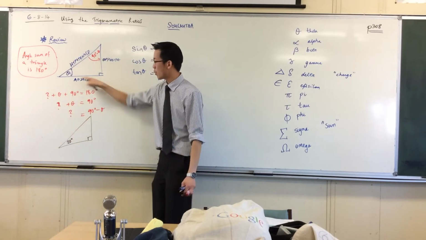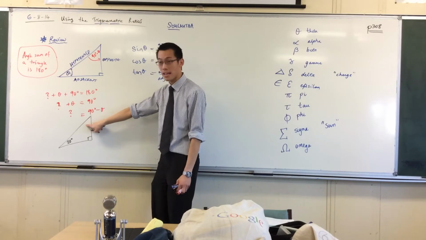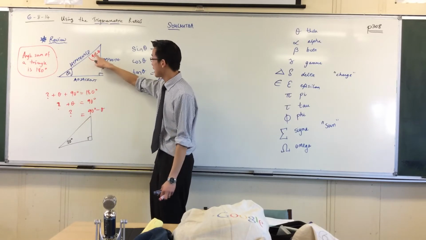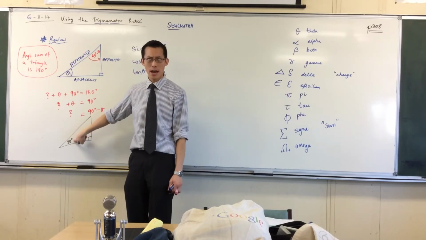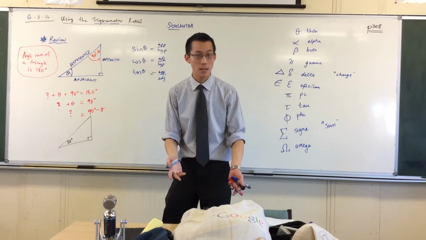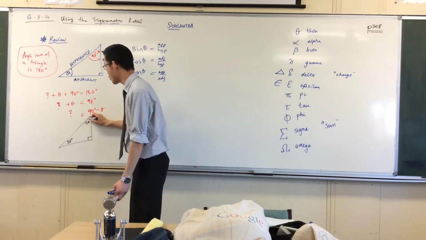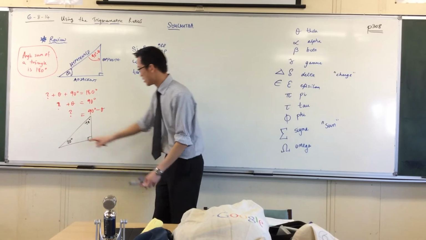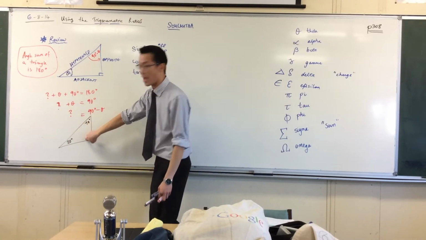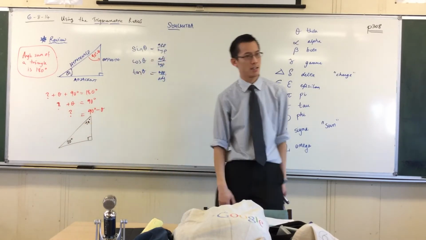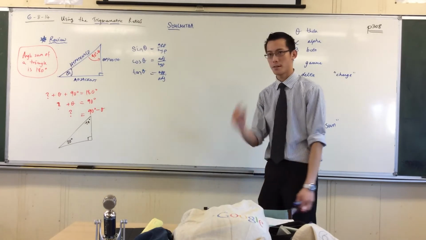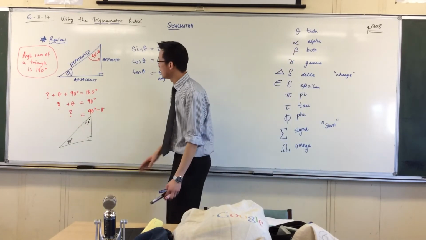So according to what we've just gone through here, this other angle should be 90 minus theta. 90 minus 20, which is 70. 70 degrees. And you can add it up to check, right? 20 plus 70 plus 90, sure enough, it's 180, just like you expect. Okay? There's something very important here.